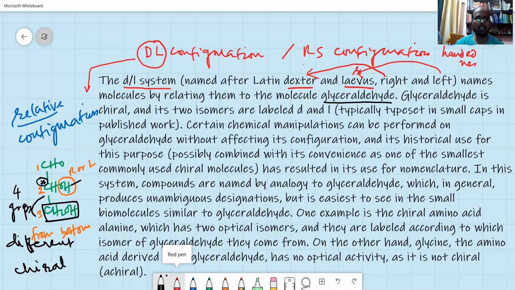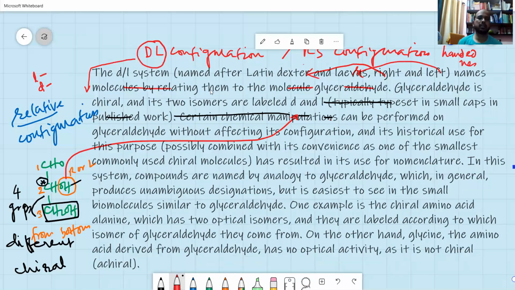The glyceraldehyde is chiral and its two isomers are labeled as D and L. In D it is right. In L it is left. Typically, in published works, in the textbooks, you see it as L dash or D dash. Okay, so it is historically used for the purpose of finding out the isomers.